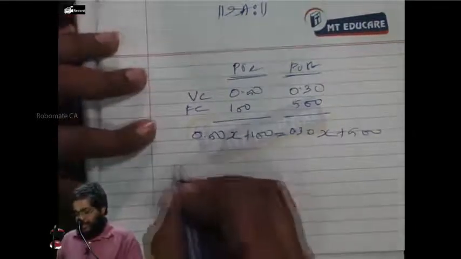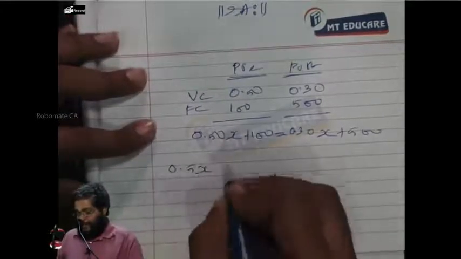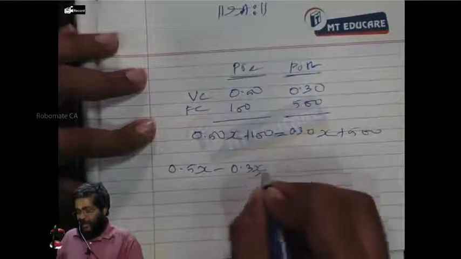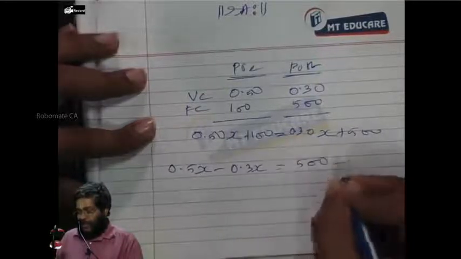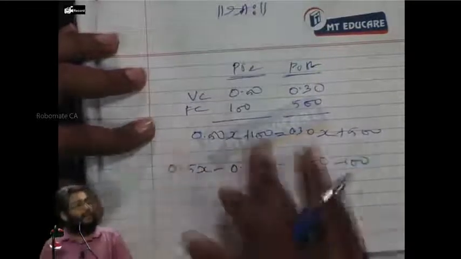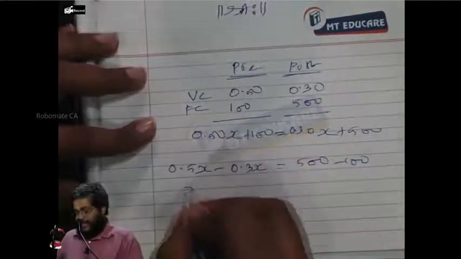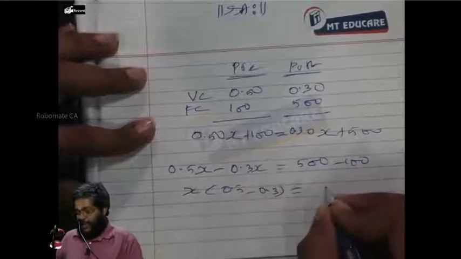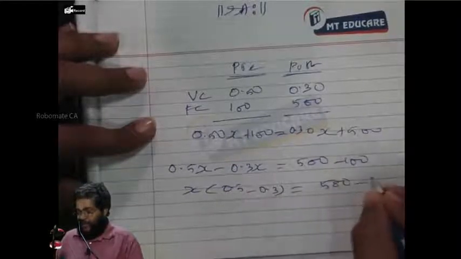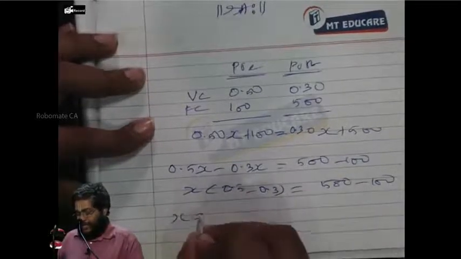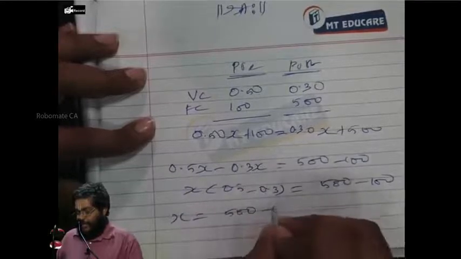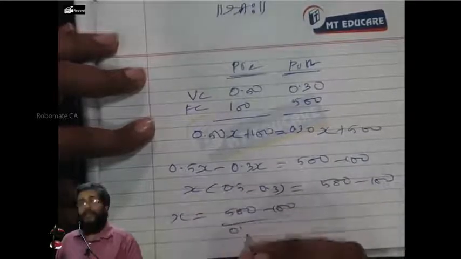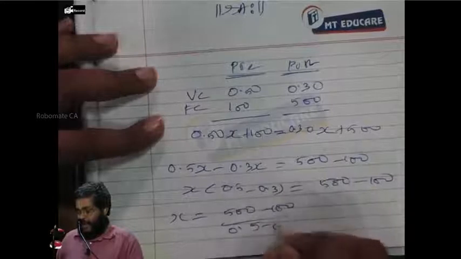Let us rearrange it. 0.5x minus 0.3x is equal to 500 minus 100. Right or not? Please take x outside. X into what? 0.5 minus 0.3 is equal to 500 minus 100. X is equal to what? 500 minus 100 divided by 0.5 minus 0.3.